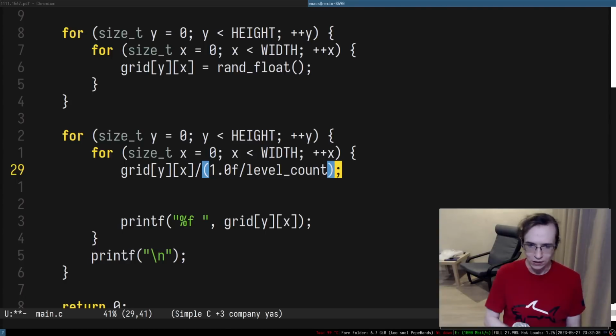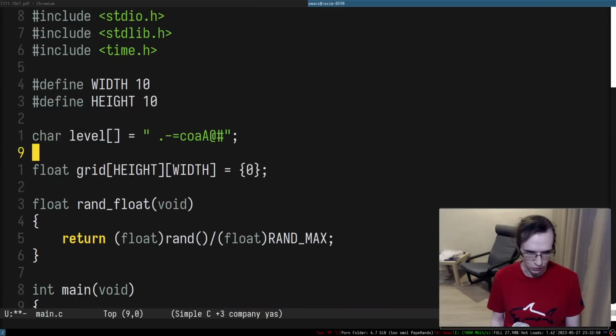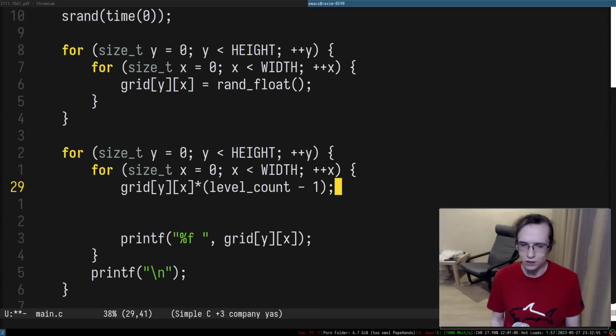Right, and what's interesting is that if you simplify this entire expression, you're going to end up with just multiplying grid by the level count. You can already use this as an index within the level, but you have to be a little bit careful. So you probably want to do something like -1, because the grid equal to 1 will make this entire expression equal to level count, which is out of bounds for this specific array. So you probably don't want to do that.